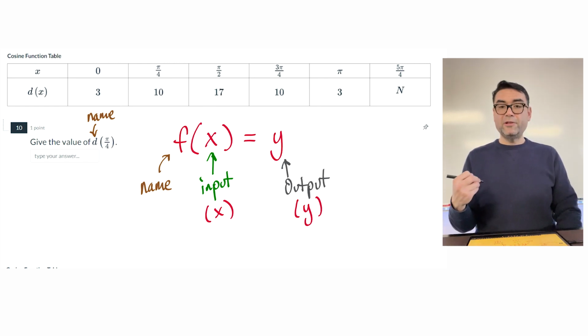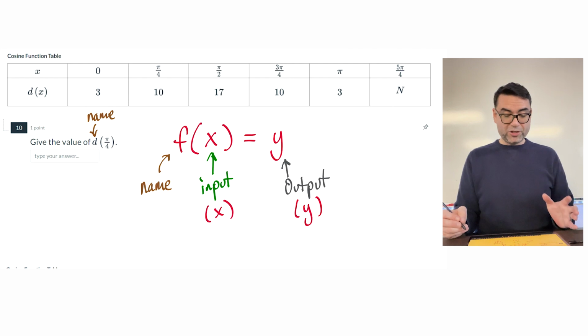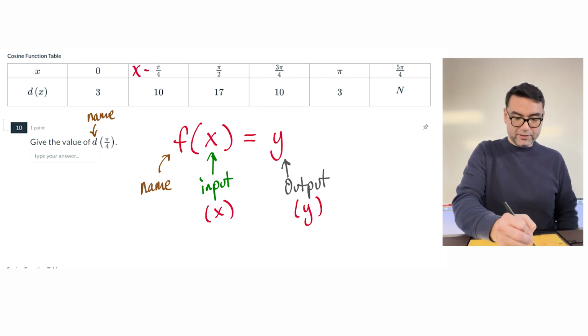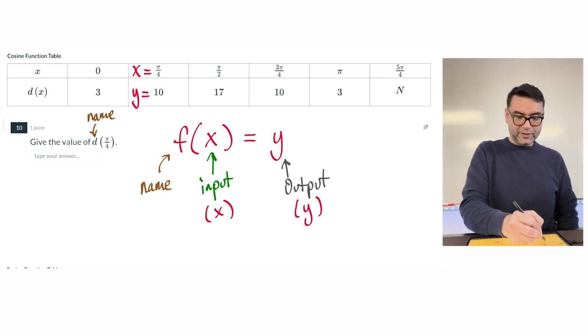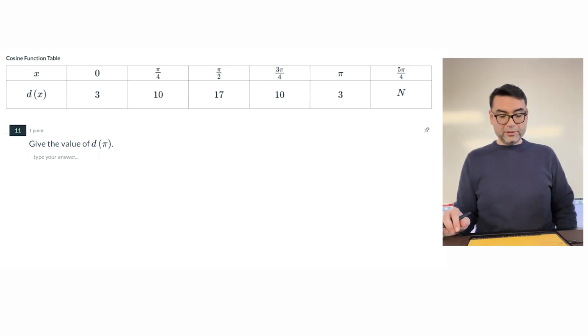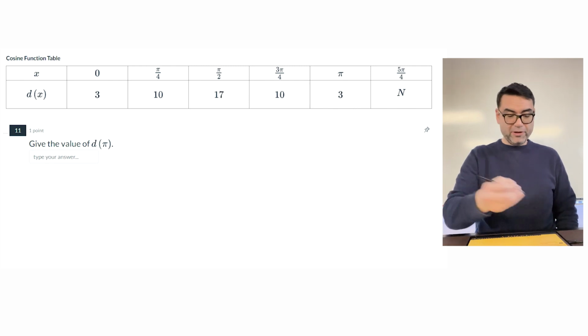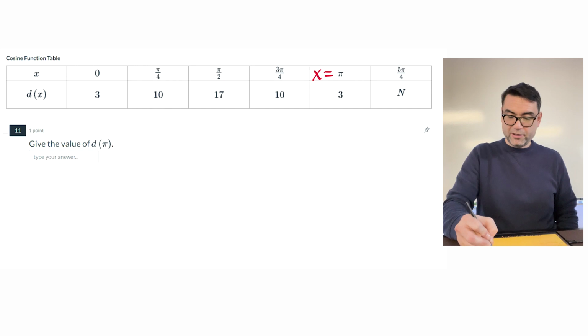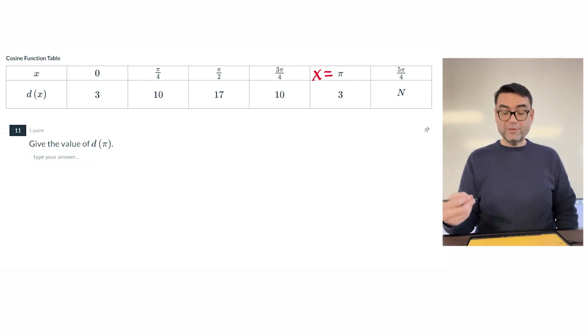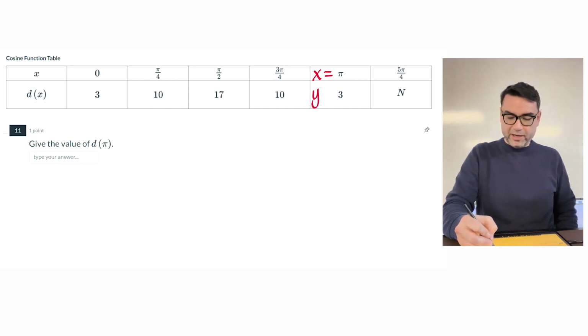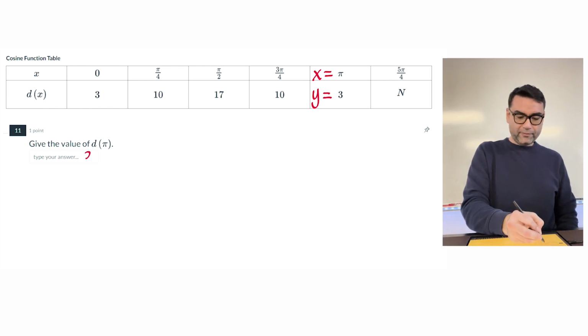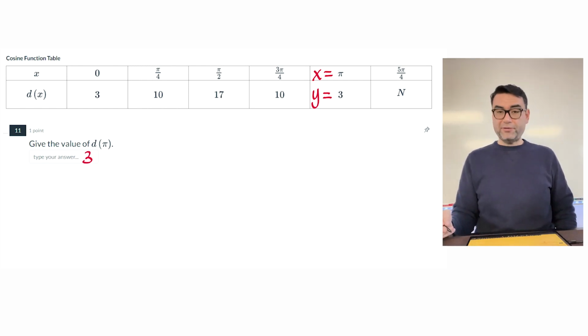So the reason why I'm going over all this is to make sure that when you see "give the value of d of pi over 4," it's talking about an x value, which is up here, x equals pi over 4, and this would be the y value, the return value, 10. So the answer is just 10. Similarly, we're asked to find d of pi, so we go on the x to find where the table talks about x equals pi. And the return value, the function value, is 3. So d of pi equals 3, according to the table.